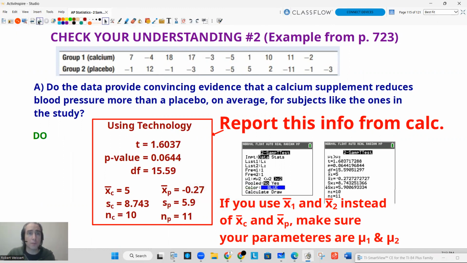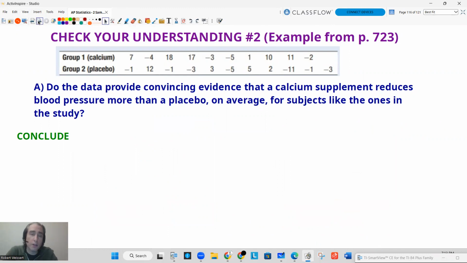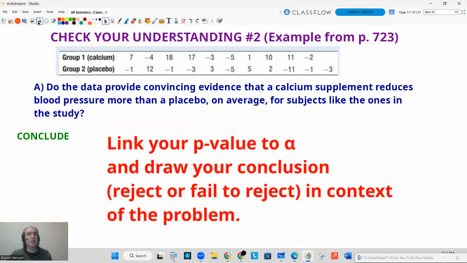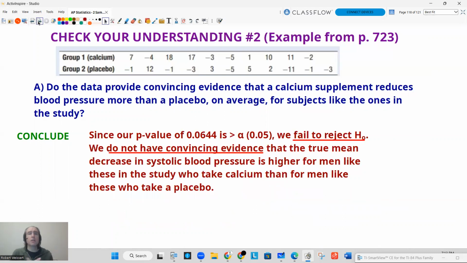And let's make our conclusion. All right, our conclusion, of course, pretty large p-value. We set our alpha level at 5%. Our p-value is at about 6.44%. So you know what that's going to look like. That's right. P-value is going to be greater than our alpha. So we're going to fail to reject. Since our p-value of 0.0644 is greater than alpha, we fail to reject.